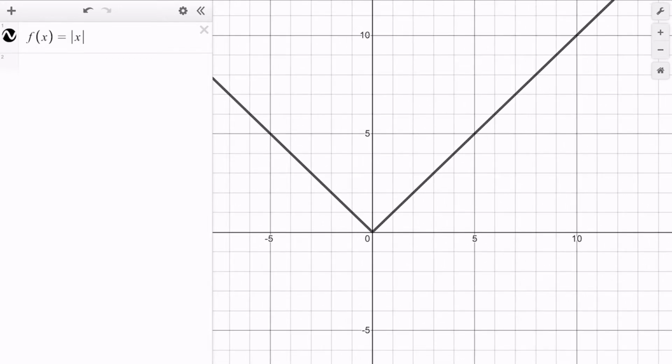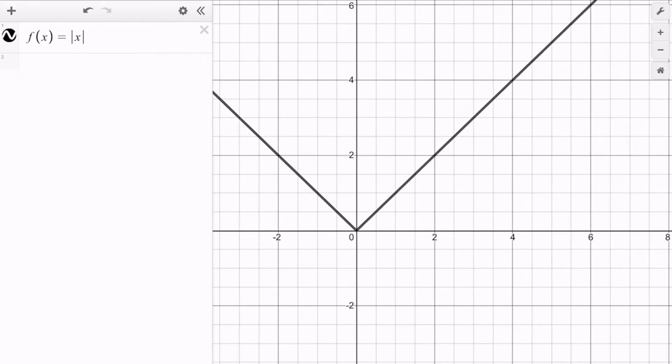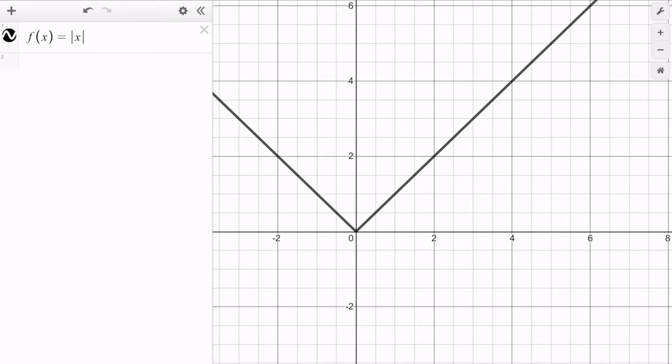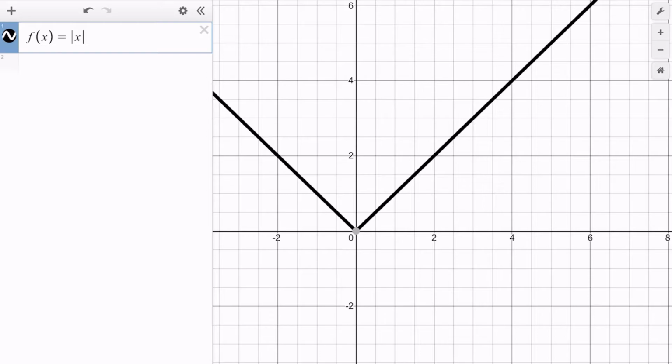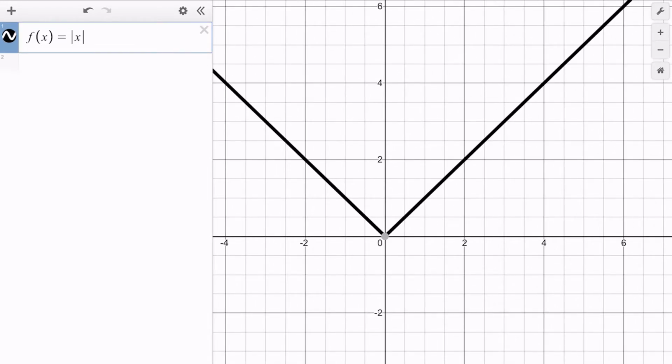So what the two bars there do is basically give you the distance of that number from 0. So for example, if I were to look at the absolute value of 2, that is also 2, because 2 is 2 units away from 0. That's pretty intuitive, but for negative 2, if I look at the absolute value, in that case, it is also positive 2, because negative 2 is 2 units away from the origin.